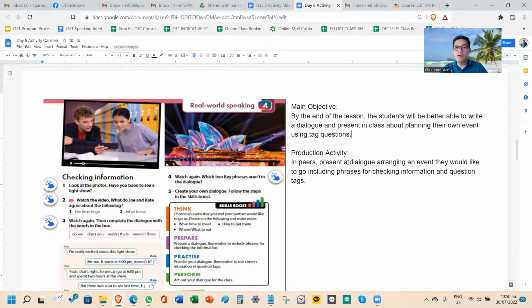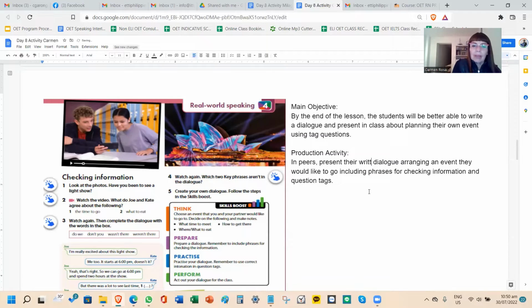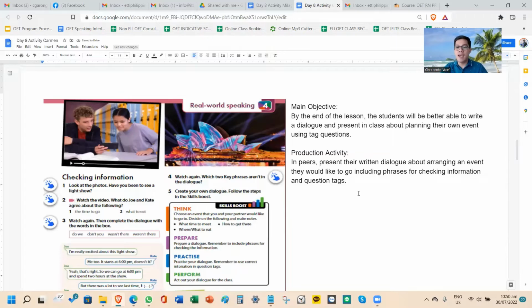Present their written dialogue about arranging an event they would like to go to, including phrases for checking information and question tags. Okay, so the activity is good.